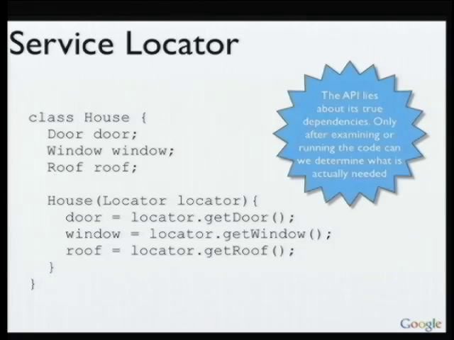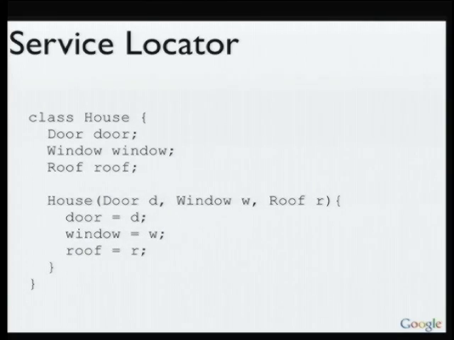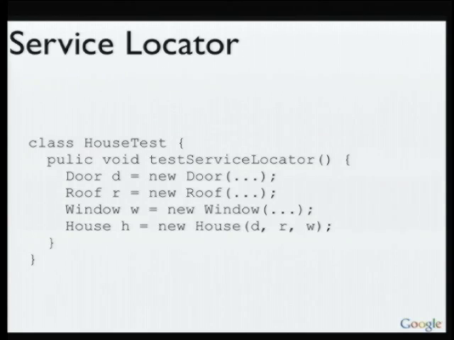Now, we can simply rearrange this and say, hey, just give me the door, window, and roof. And all of a sudden, the compile time dependencies are greatly diminished. And the whole thing is much simpler. So your test becomes, hey, I can make a door, I can make a roof, I can make a window, and pass it in there.